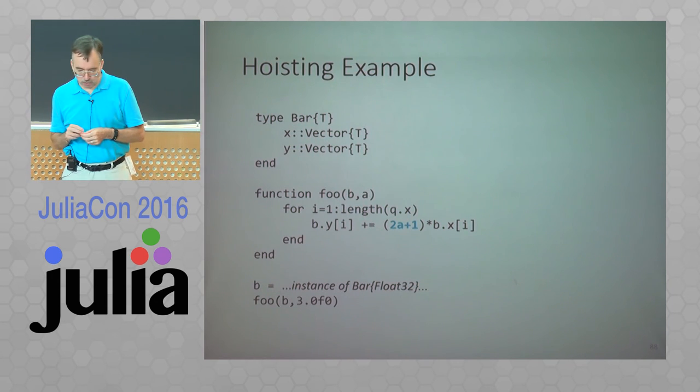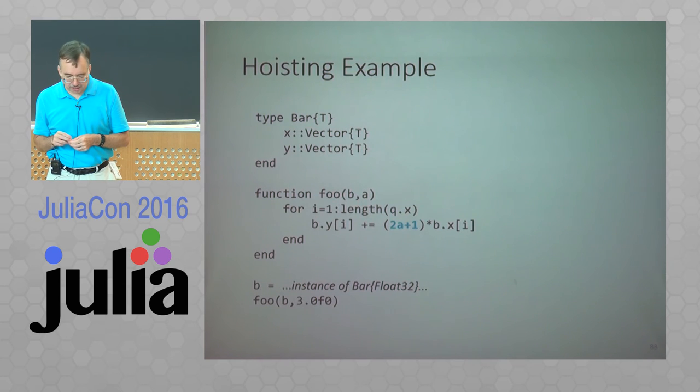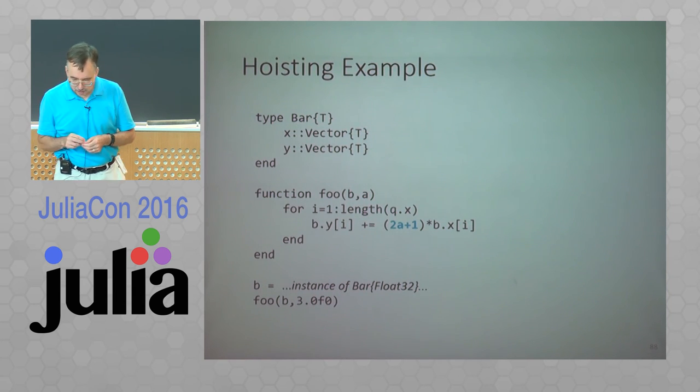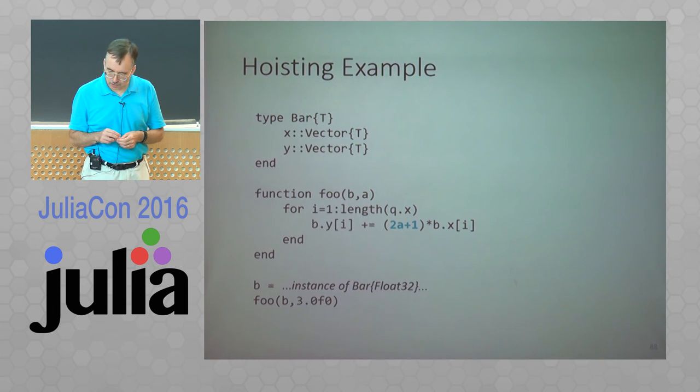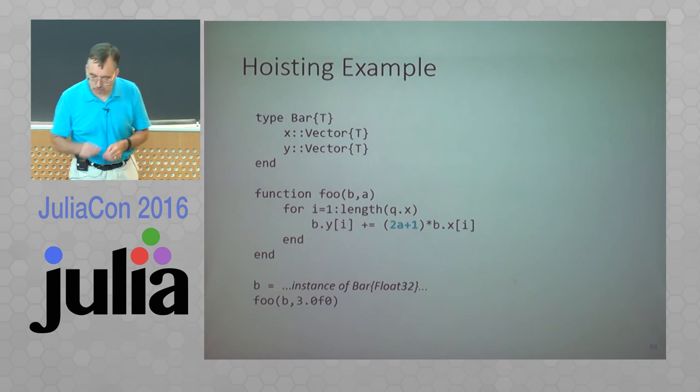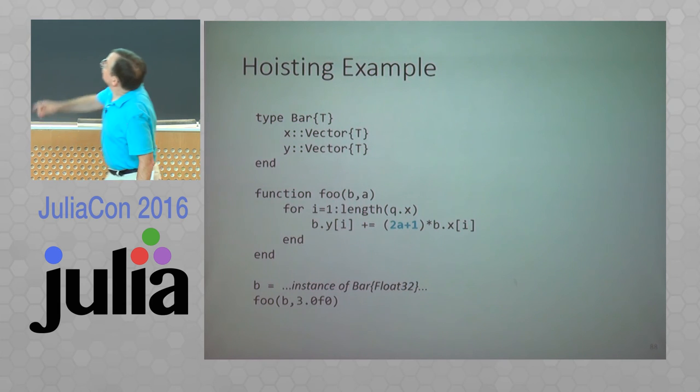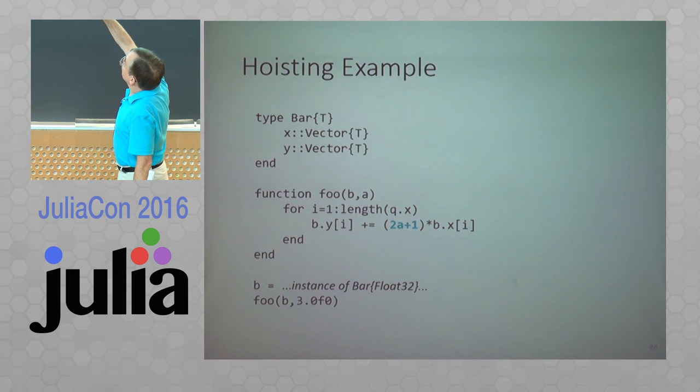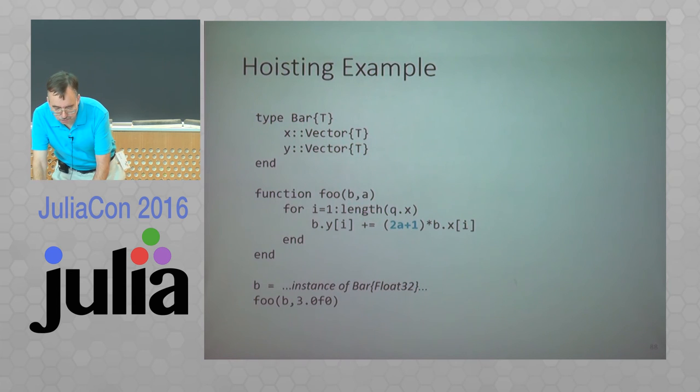And let's see, where am I? The question is, it looks like, yeah, 2a plus 1. Where am I going with this? Now this field, let's see, the 2a plus 1, the compiler will hoist that in most cases just fine. Like I pass in 3 there, or call it a floating point, it does fine.